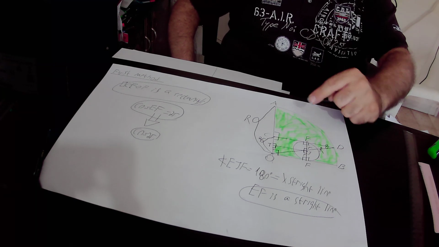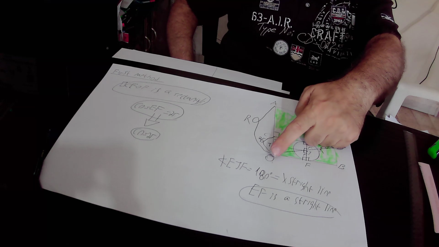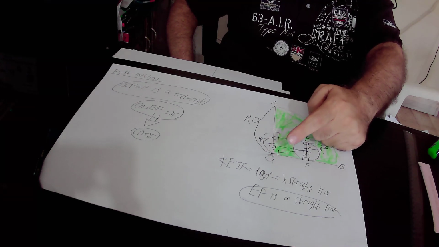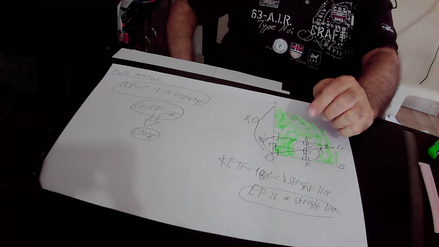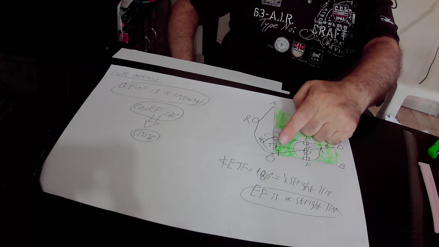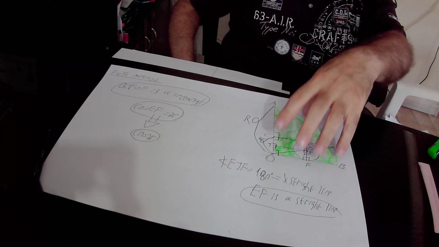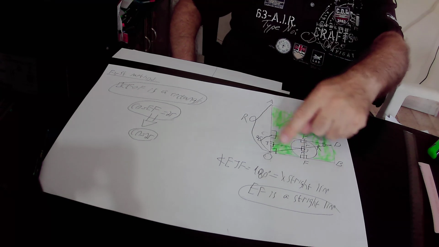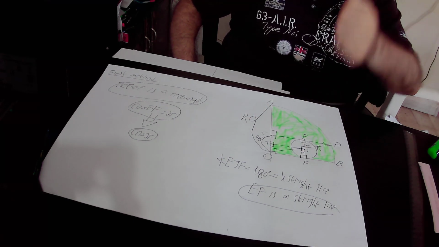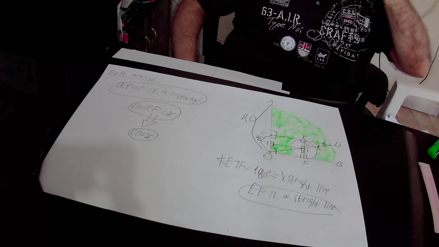In any quarter circle, this angle equals 90 degrees, and point O is the center of the quarter circle. AO is the radius. Because this is a quarter circle, AO must be the radius of the quarter circle that we define as capital R.